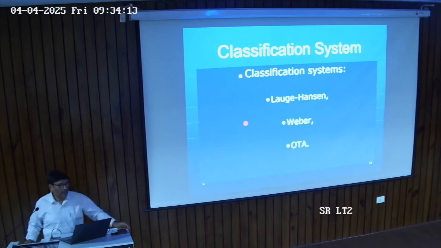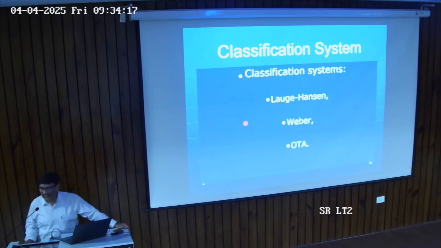So the most common, the most important classification is the Lauge-Hansen classification, which I will be telling you in detail. Weber and OTA are very small. Once we know about the Lauge-Hansen classification, we can easily tell which Weber type it is, or which OTA classification, which is called the Orthopaedic Trauma Association classification, a numeric classification based on the AO classification.